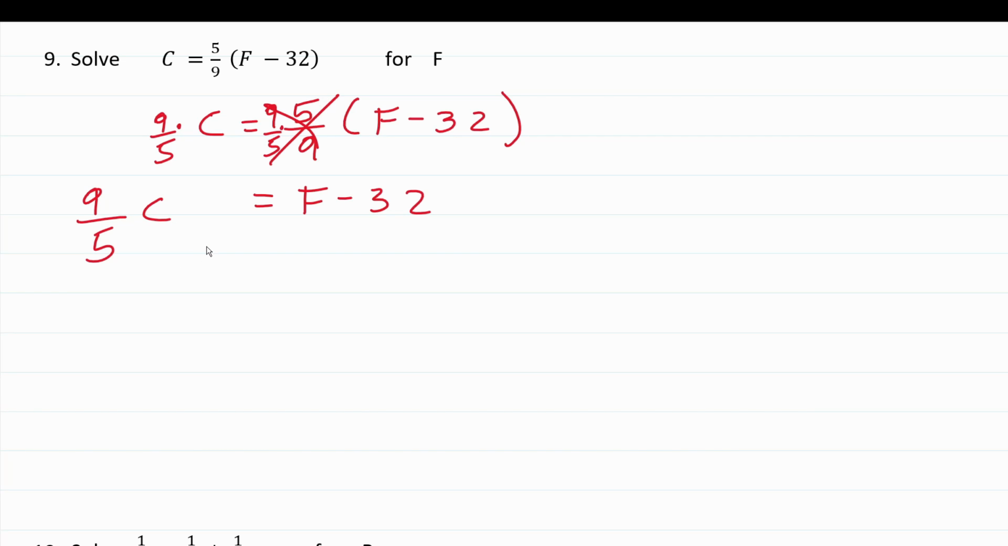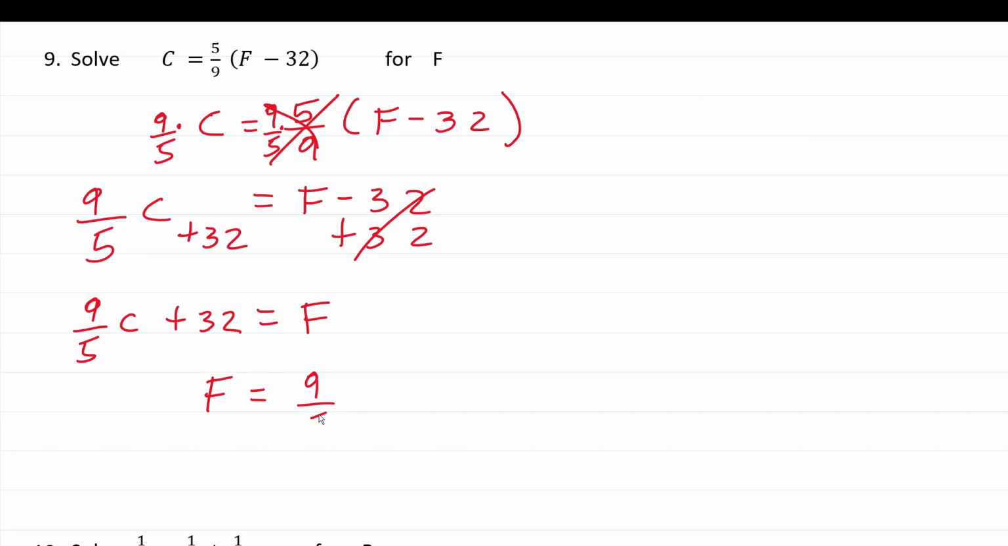All right, to solve for f, it's just a matter of getting rid of this minus 32. So we're going to do the opposite of subtraction and add it to both sides now. This crosses out here, leaving you with just f over here. And this becomes 9 over 5c plus 32. And again, in math, it's customary to write the variable for which you solved on the left. So this becomes f equals 9 over 5c plus 32.